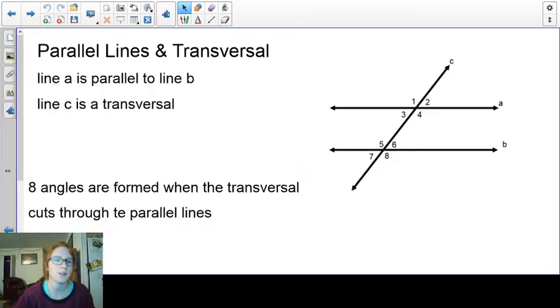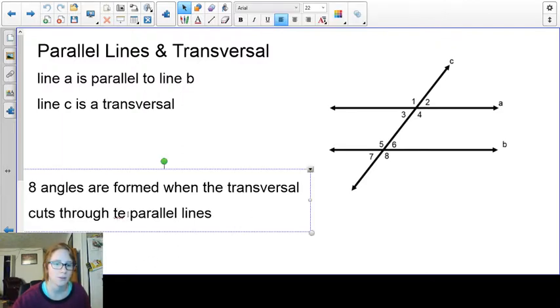So today we're going to talk about parallel lines and a transversal. The lines A and B are parallel to each other. That means they go on forever and ever without ever touching. This line C here that cuts both of them is referred to as the transversal. When this happens, you have 8 angles that are formed that cut through the parallel lines.